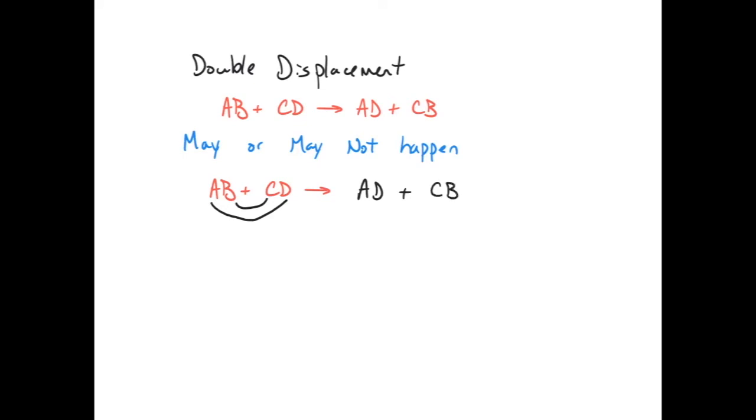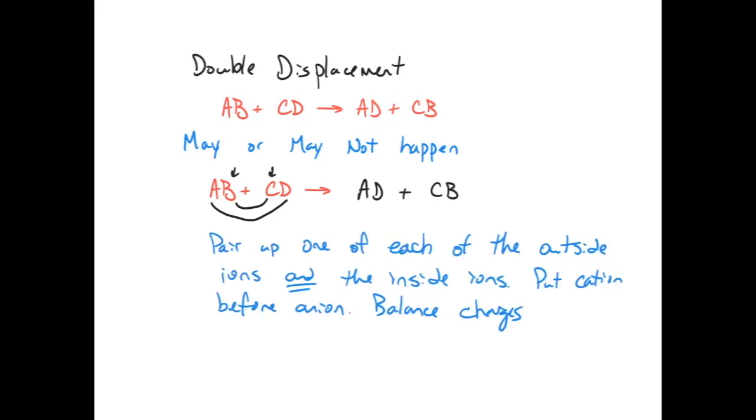Now the reason C is before B is, again, because C was a cation here and it needs to be listed first, and B is an anion, so it needs to be listed second. So that's the mechanism. You take the outsides and put them together, and you take the insides and put them together. The way I would describe this in text is you pair up one of each of the outside ions and one of each of the inside ions. You may have multiples of A or multiples of B, but you just take one of A and one of D and put them together, and you take one of C and one of B and put them together. So you pair up one of each of the outside ions and the inside ions, put the cation before the anion, and balance the charges.